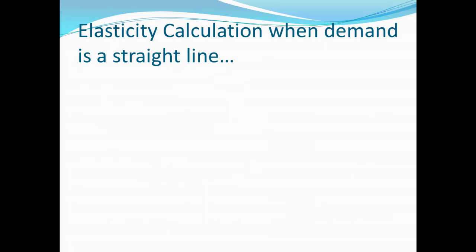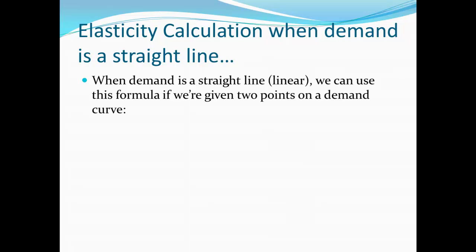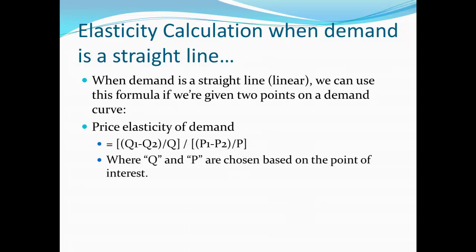Now when a demand curve is a straight line, we can use a little bit different elasticity calculation. We take any 2 points on that demand curve, and here's how we can calculate the price elasticity of demand. We look at the difference in quantity between those 2 points, Q1 minus Q2, and divide that by quantity. This gives us a percentage change in quantity. Then we divide that by the change in price between those 2 points, divided by price.